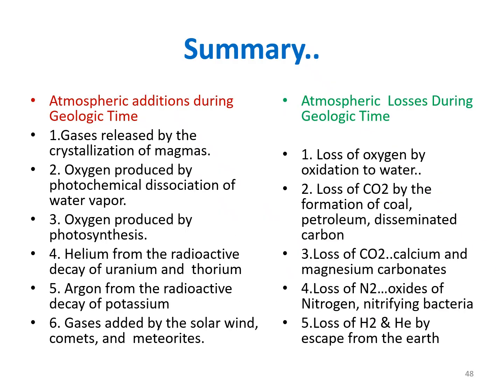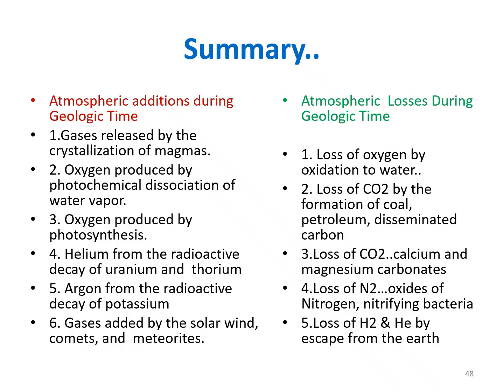Number one, gases released by the crystallization of magmas. Number two, oxygen produced by photochemical dissociation of water vapor. Number three, oxygen produced by photosynthesis. Number four, helium from the radioactive decay of uranium and thorium. Number five, argon from the radioactive decay of potassium. And number six, gases which are added by the solar wind, comets, and meteorites.